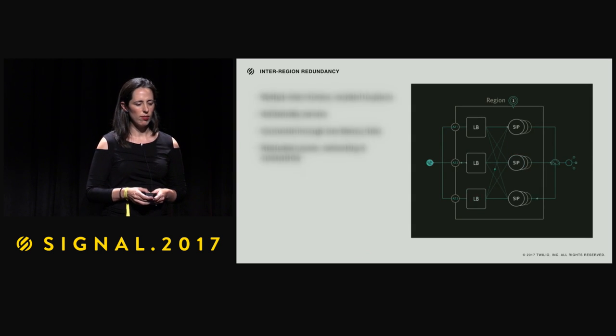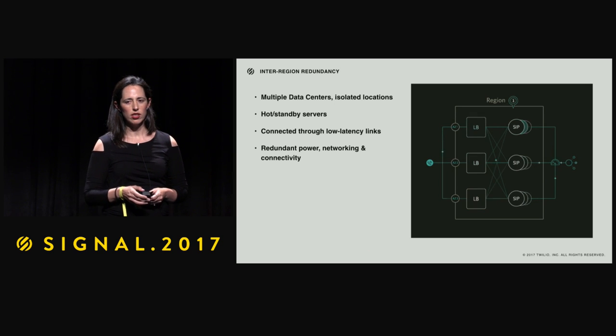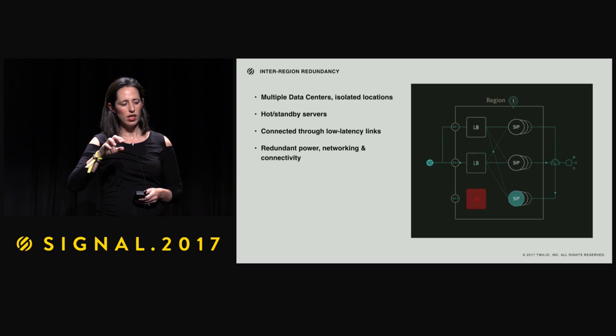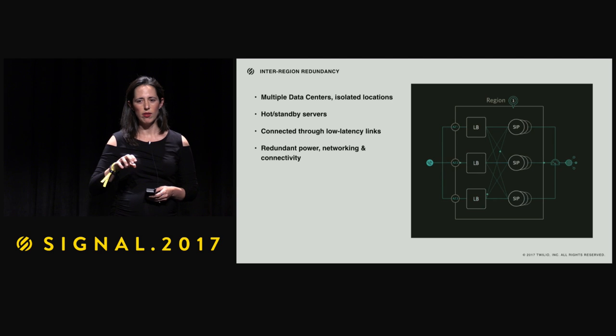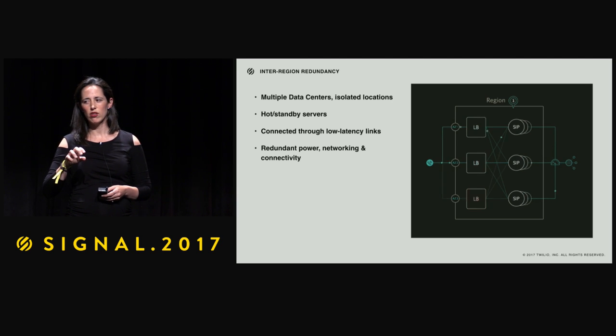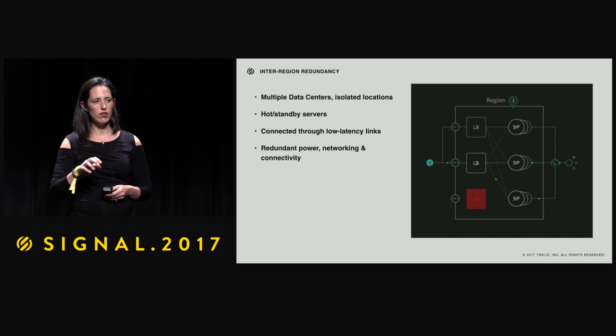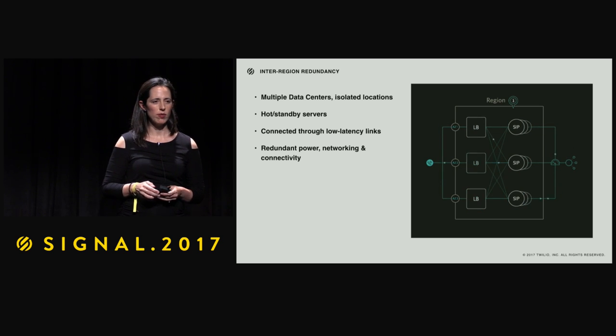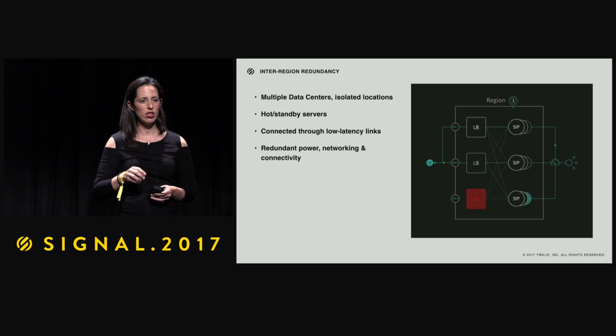But now let's actually talk about intra-regional redundancy, which I think is really interesting. So within a particular region, let's say IE1, we're actually deployed in three different data centers at the same time. And each one of these data centers is an isolated location. Now, each data center will have hot standby servers. So if one fails, there's another one that's able to take the active traffic immediately from the get-go. Now, all of these data centers have redundant power, connectivity, and they're interconnected by low latency links as well.